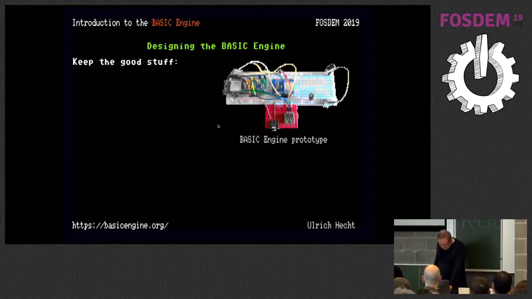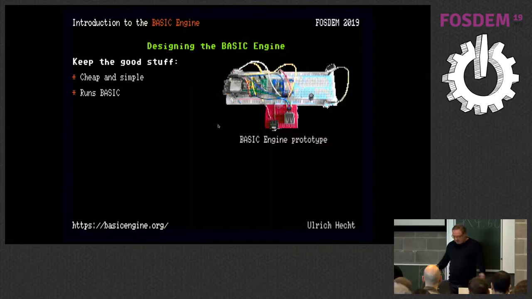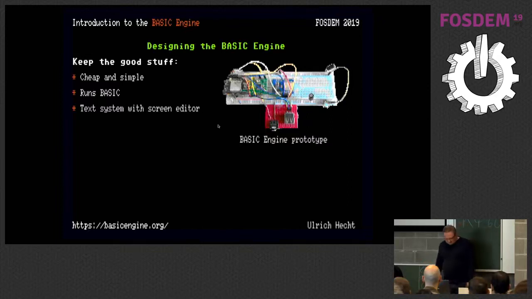And you of course want to keep the good stuff. It's cheap and simple. And that is like the baseline. It has to run BASIC because I like that. And it has a text system with a screen editor. And those last two things are things that the Toyoshi Tiny Basic System already had, and that's all software. I just took that wholesale.